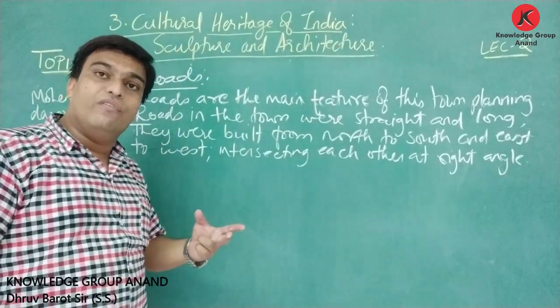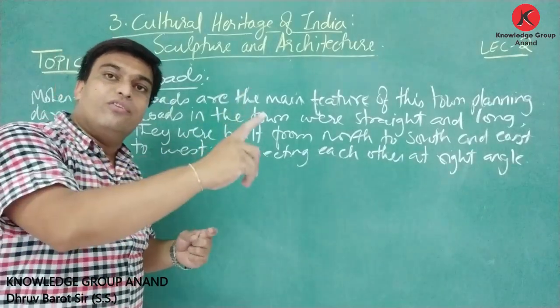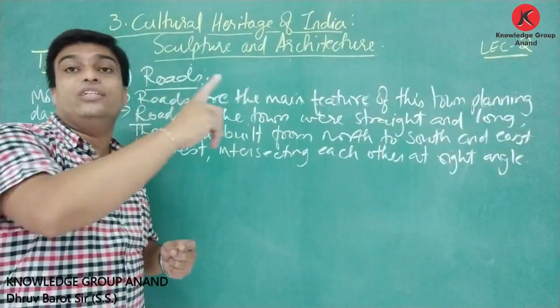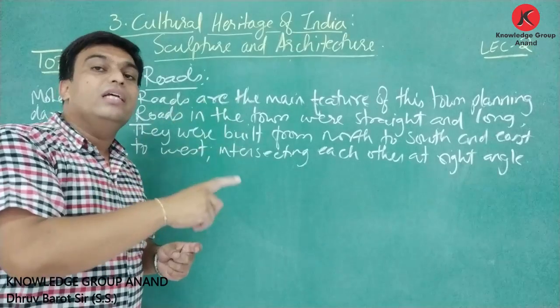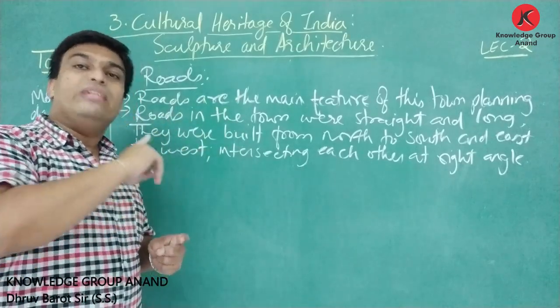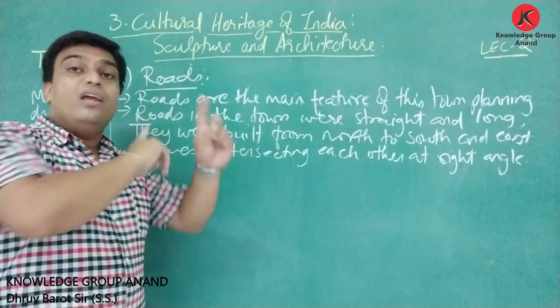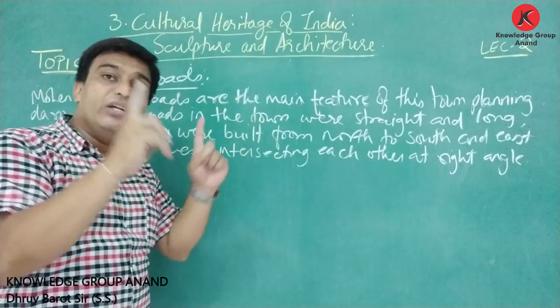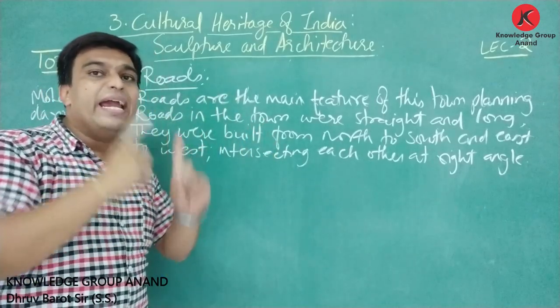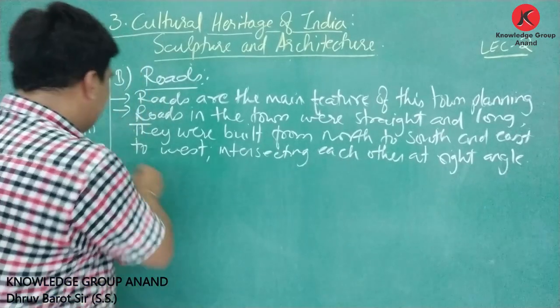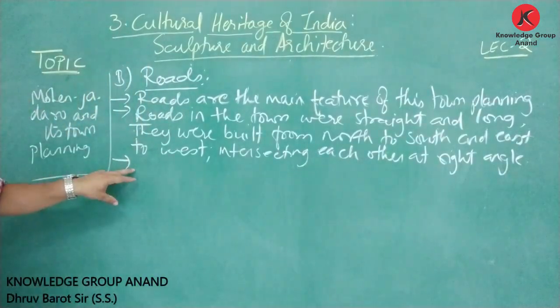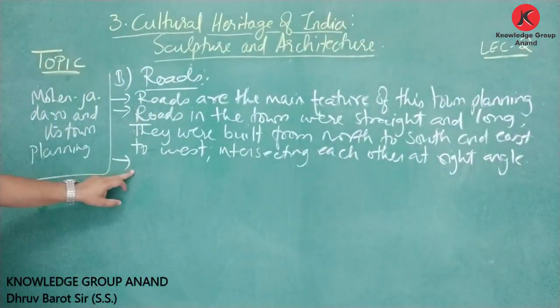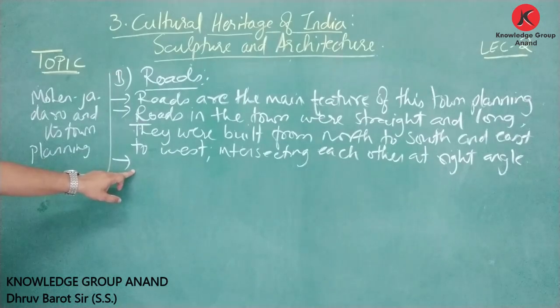Only two types of road were there. One road was going in the north and south direction, that is north to south and south to north, and the other road was east to west and west to east. And these two roads always intersect each other at right angle only.